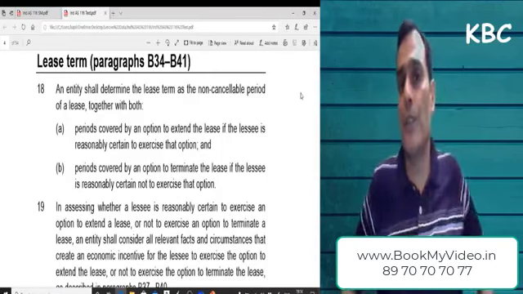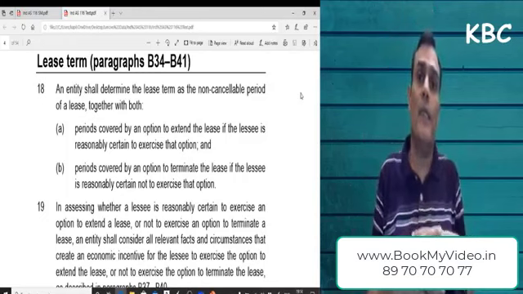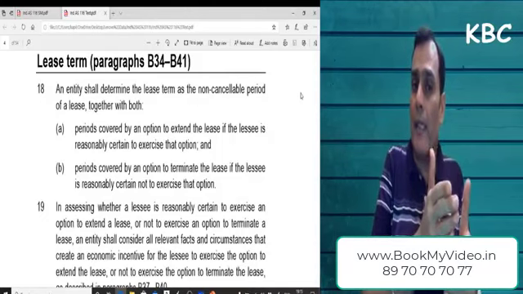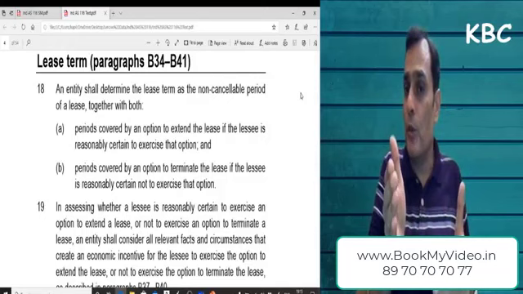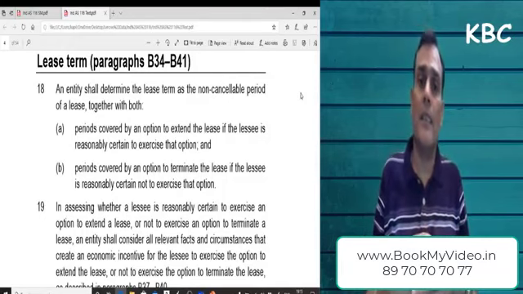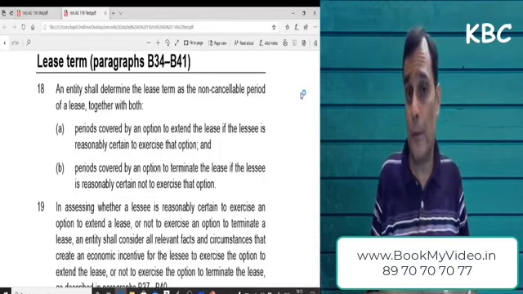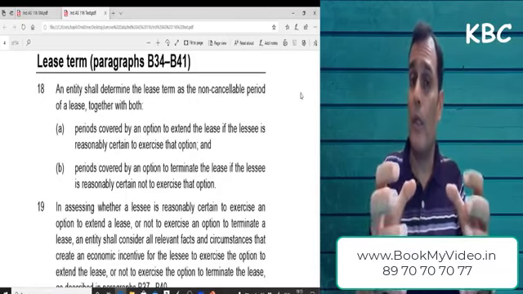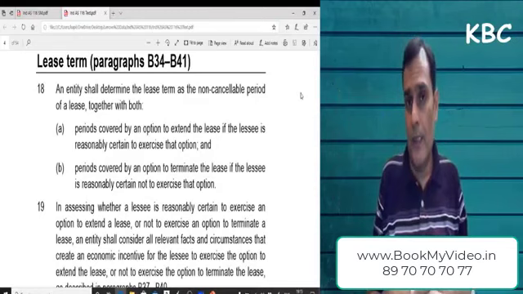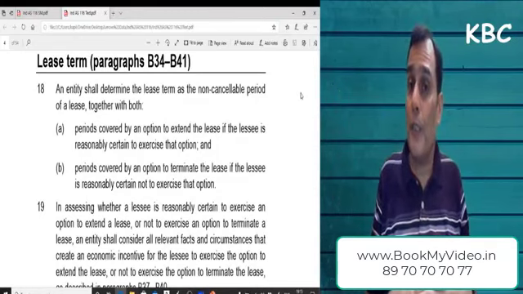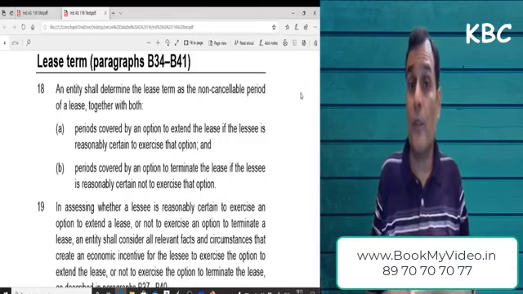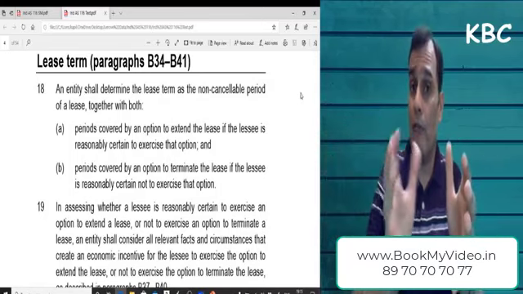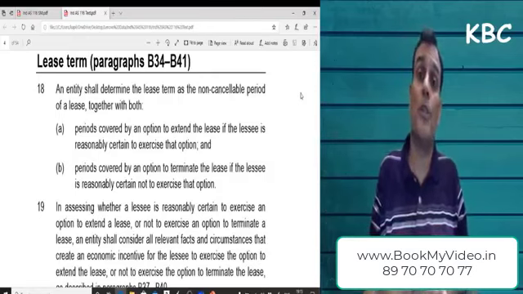Now, let's focus only on the para number 18A. We'll deal with para number 18B later. It says we need to add the periods covered by an option to extend the lease if the lessee is reasonably certain to exercise the option. A Limited entered into an agreement with B, a contract with B, and told him there is a non-cancelable period of 5 years. He also gives B Limited an option to renew, extend the lease. Now the question arises, if it is extended, let's say by another 5 years, do I take the lease term as 10, 5 plus 5, or do I take it only 5, which is non-cancelable in nature?